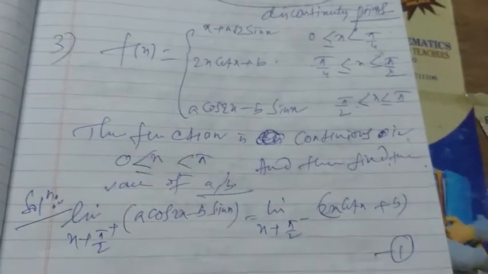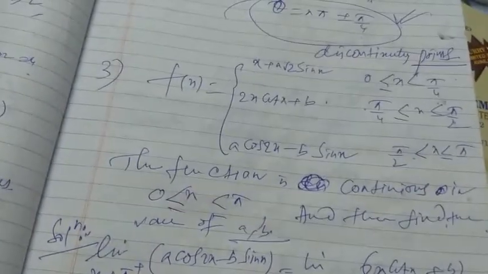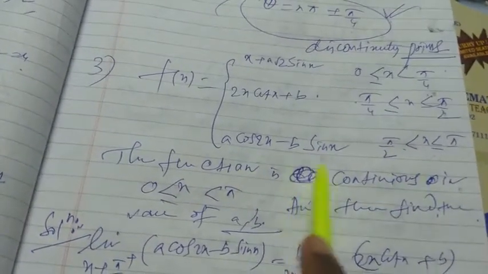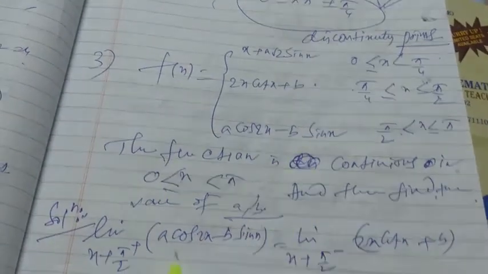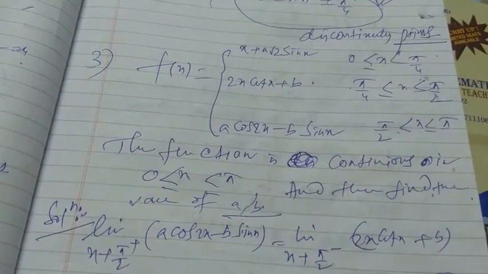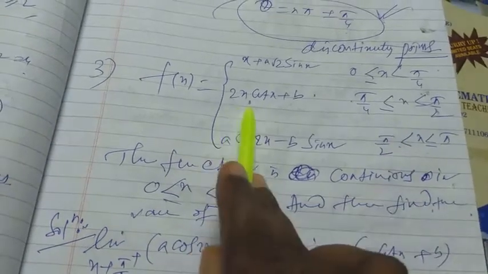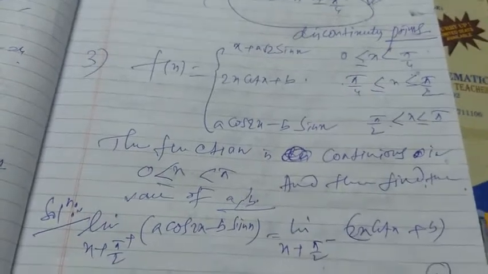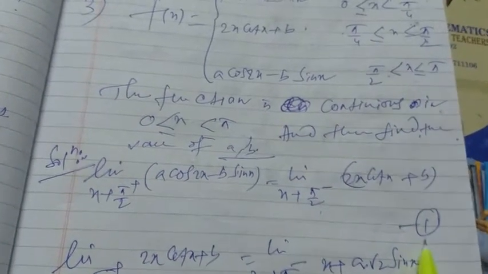In the case of pi by 2 plus, this function is valid for the third function. We apply a cos 2x minus b sin this, and equal to the limit as x tends to pi by 2 minus, which is less than pi by 2. Here you see, for less than pi by 2, 2x cot x plus b. We apply the limit theorem and get the equation in a and b. First equation, this is 1.